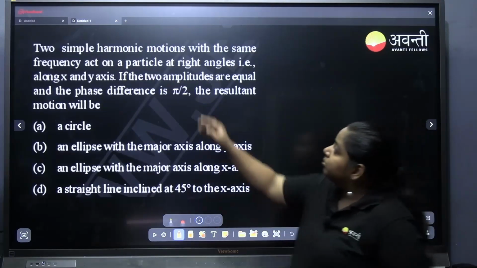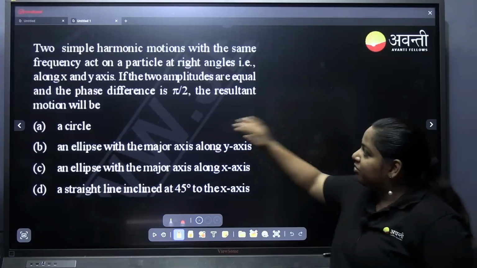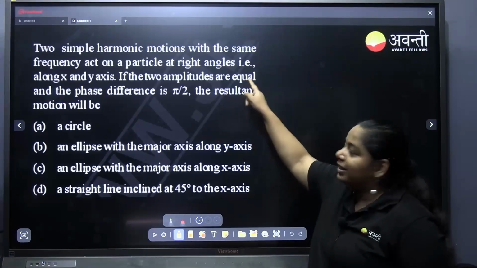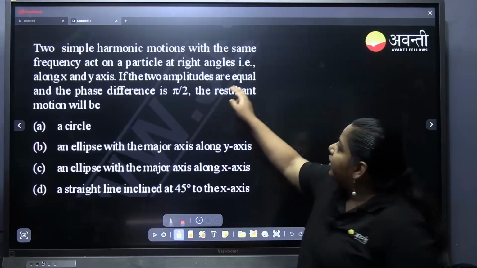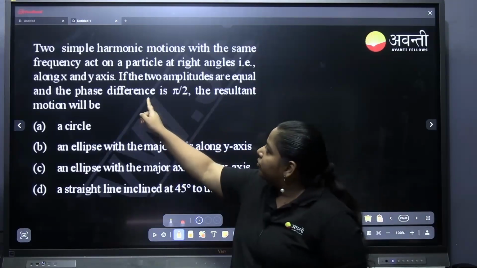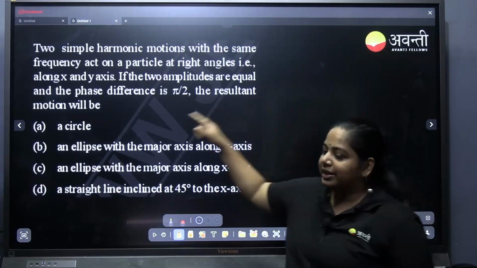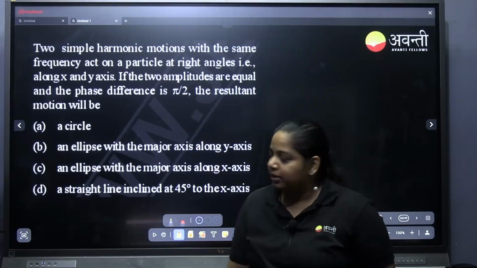Next one: two simple harmonic motions with the same frequency act on a particle at right angles along the x and y directions. If the amplitudes are equal and the phase difference is pi by 2, the resultant motion will be?